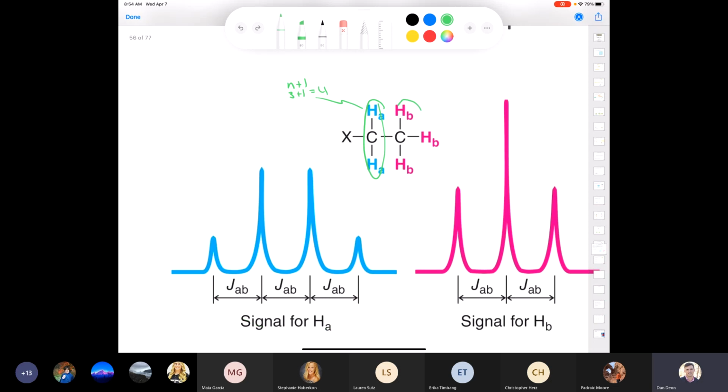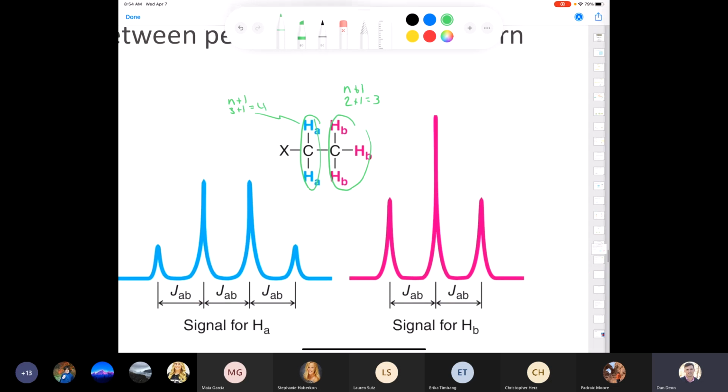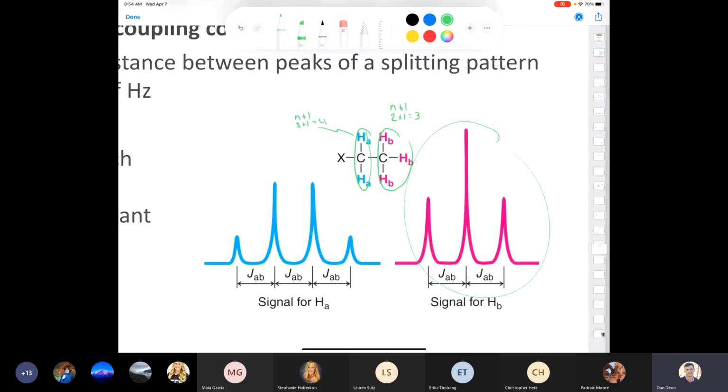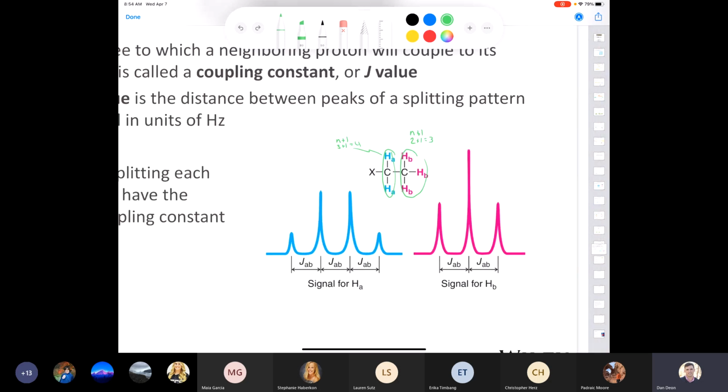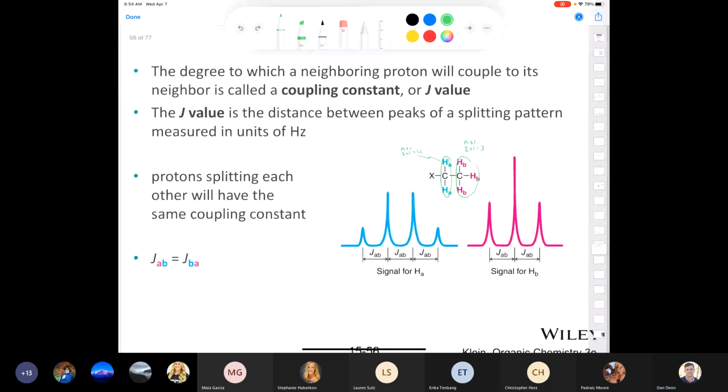We do the same treatment for the HBs. We have N + 1. How many next door neighbors are there? There are 2. So we have 2 + 1, and that gives us 3. And so for HB, we get a triplet. Now, how would we know, just by looking at an NMR spectrum, that these two signals are actually splitting each other? How do we know that they're actually causing the splitting of one another?